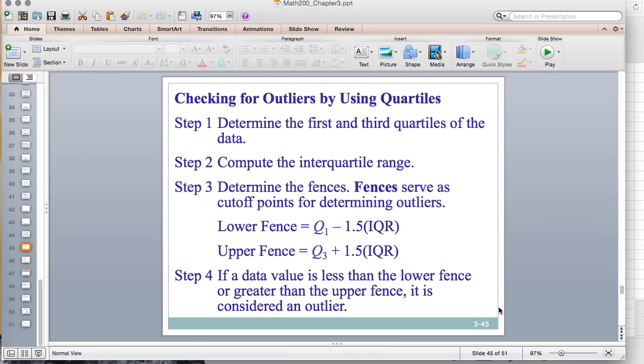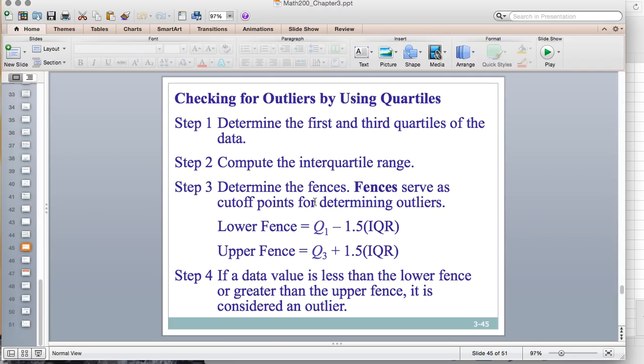Now, I talked about outliers, that's very large or very small observations, but there is actually a way to check for outliers by using your quartiles. In order to do this, all you have to do is determine the first and the third quartiles, and then compute the IQR, and steps 1 and 2 can be done using StatCrunch. Again, you just select quartile 1, quartile 3, and the interquartile range. And then step 3, you're going to want to do by hand, and this is determining the fences.